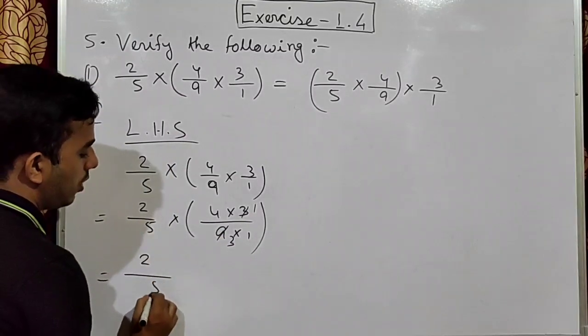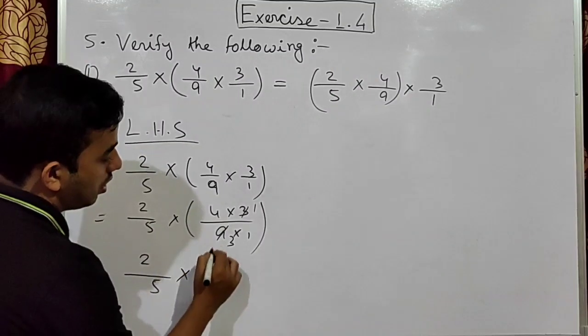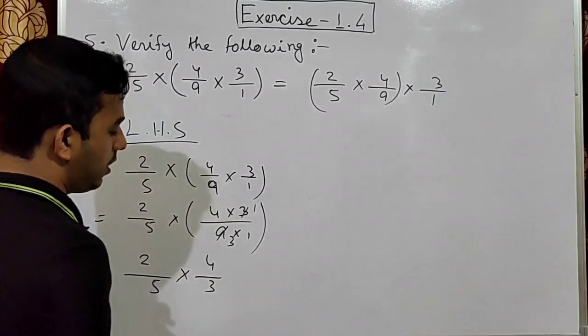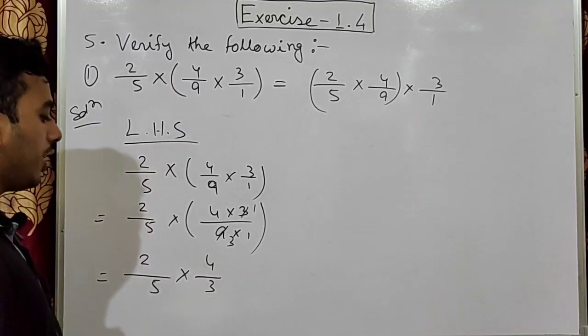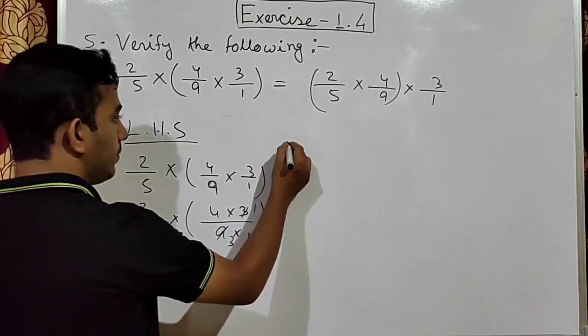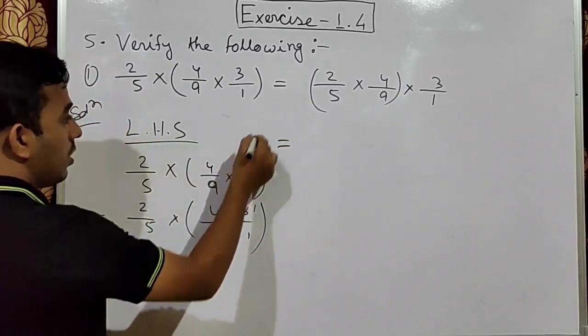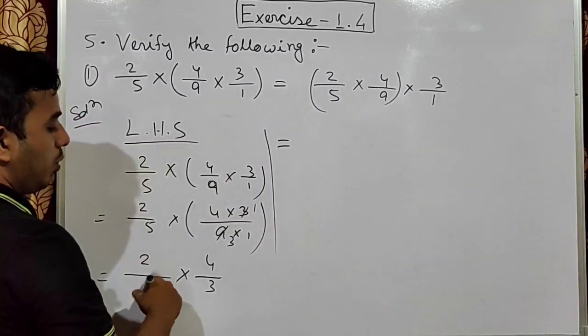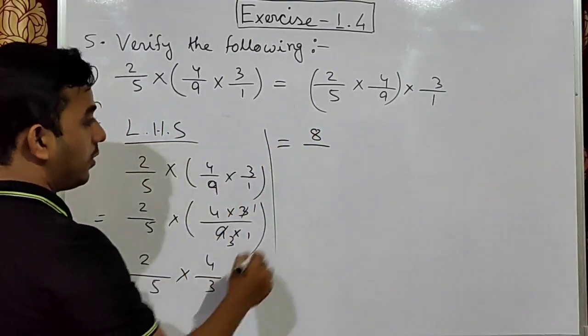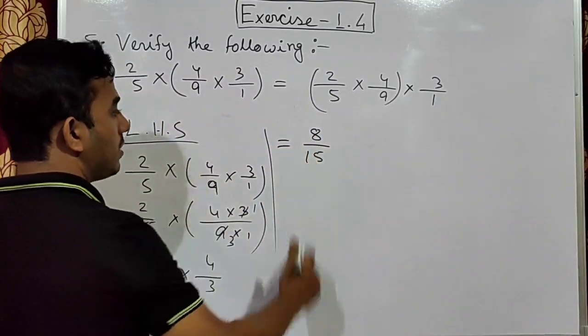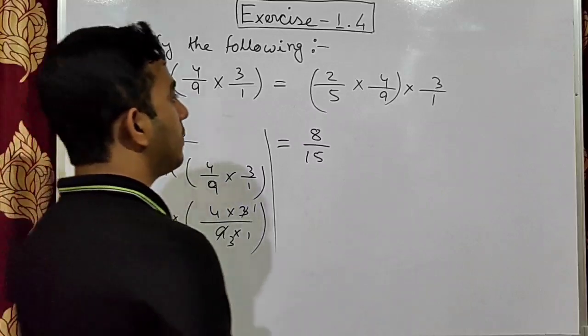So it will be 2 by 5 into 4 by 3. Isn't it? Yes. Now numerator into numerator. 2 into 4 is how much? 8. And 5 into 3 is how much? 15. So our LHS is 8 by 15. Let's find RHS.